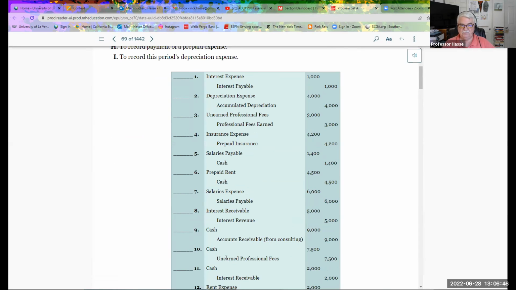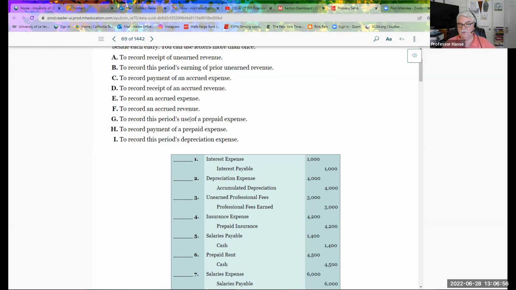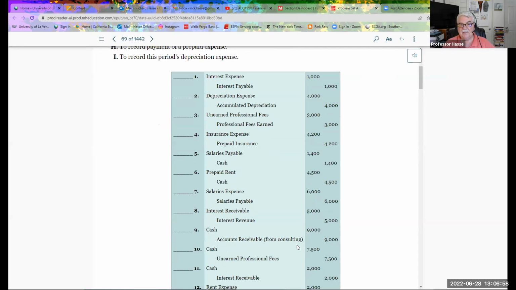Transaction 8, interest receivable. Again, somebody owes you a receivable. So that is F, to record an accrued revenue. In other words, somebody owes us interest. But as of this transaction, we're recording the interest as revenue, but it remains a receivable, meaning they're not going to pay us until later on, maybe at the end of the loan or whatever.